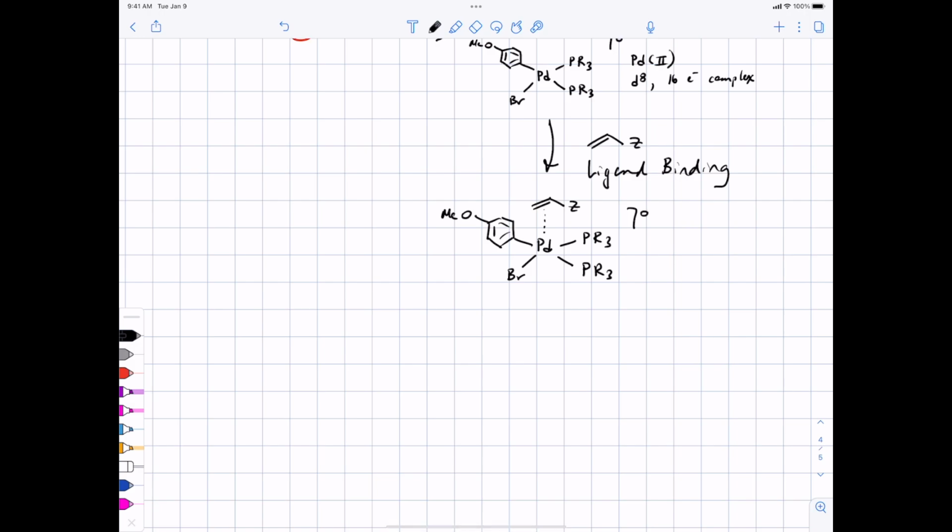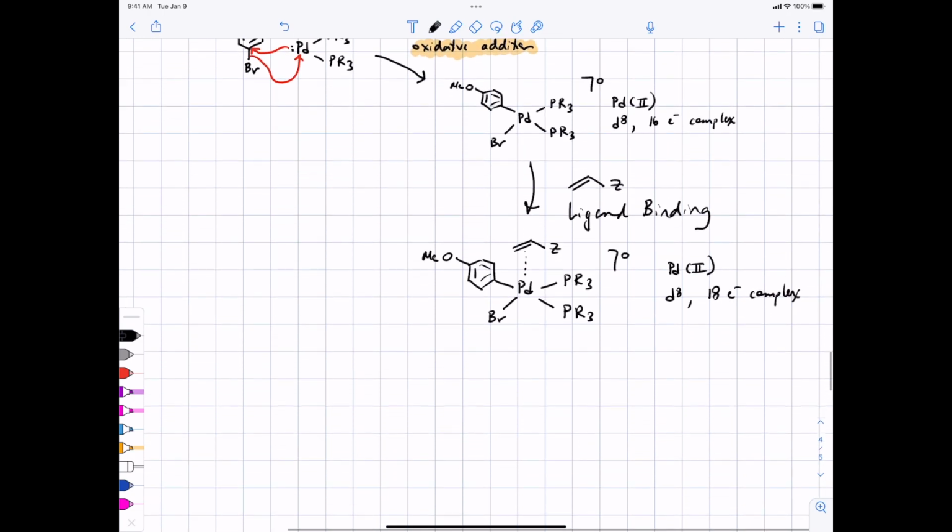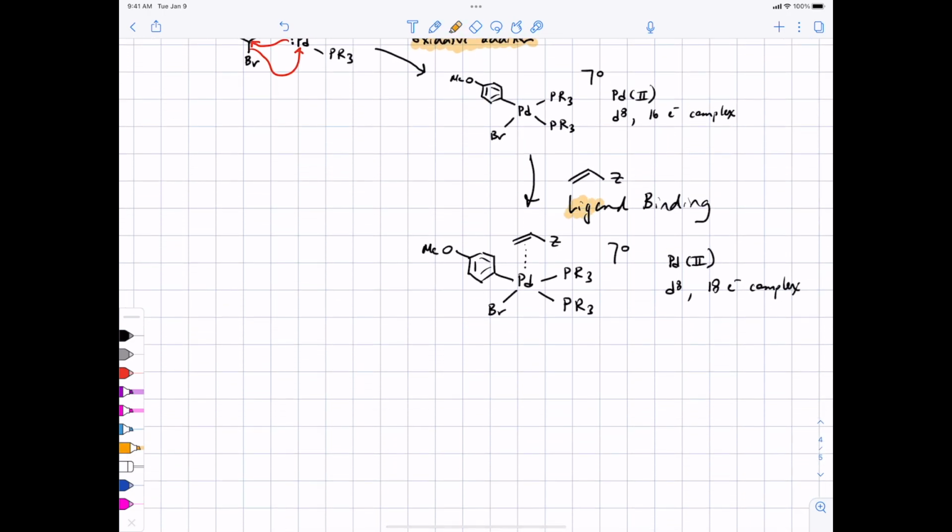This is still a charge 0 complex, so it's still palladium 2. It's still a D8 complex, but now it's got 18 electrons total. That means it's coordinatively saturated. There's no more room for other things to bind. All right. Questions so far: oxidative addition, ligand binding or association to give you that complex.